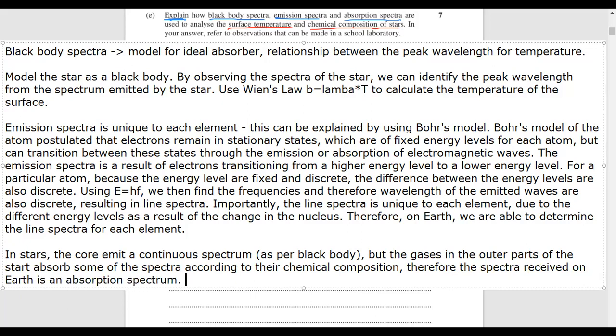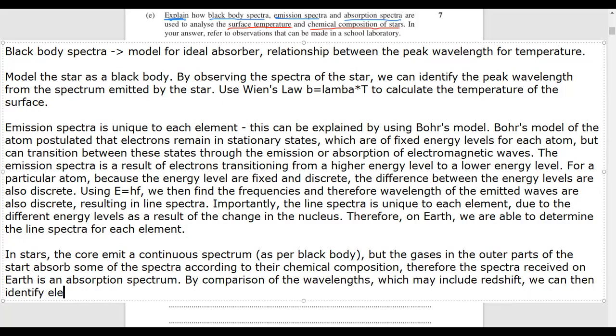But you just now need to compare the lines in the absorption spectrum against the line emission spectra that you've got here by comparison of the wavelengths, which may include redshift. So you might need to account for that. We can then identify elements and chemical composition of stars.